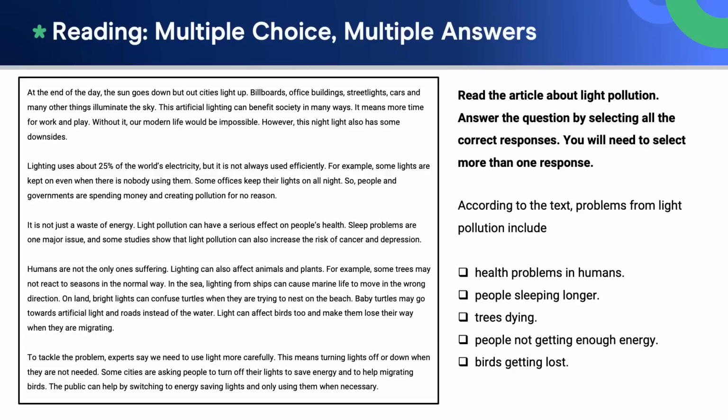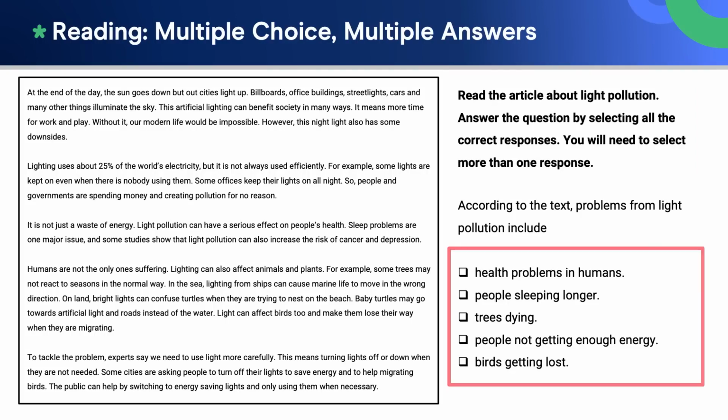For this question, you'll read a text and then you'll answer a multiple choice question about the information in the text by selecting more than one response from a list. You need to select all the options that are correct, so make sure you pick more than one answer option. On the screen, you'll see some instructions at the top, the reading text on the left, and the question prompt and answer options on the right.